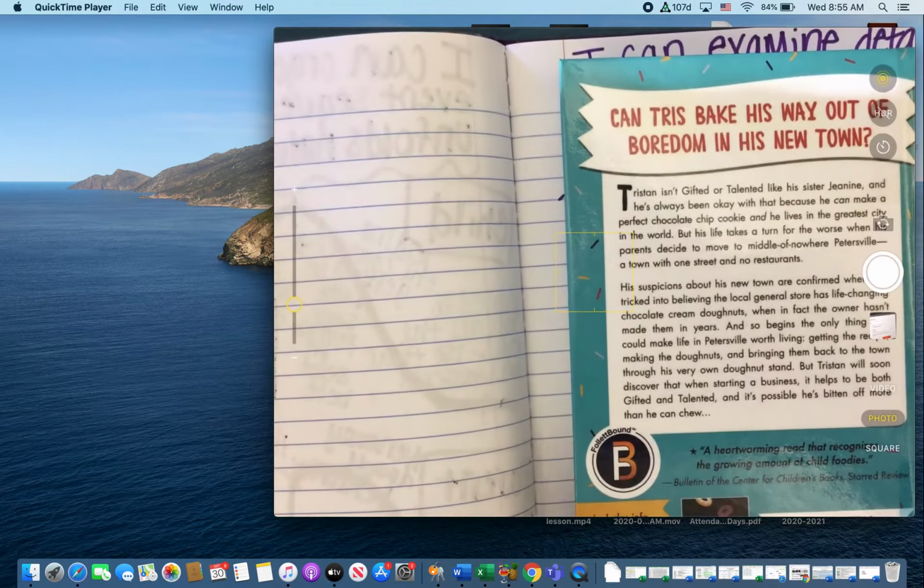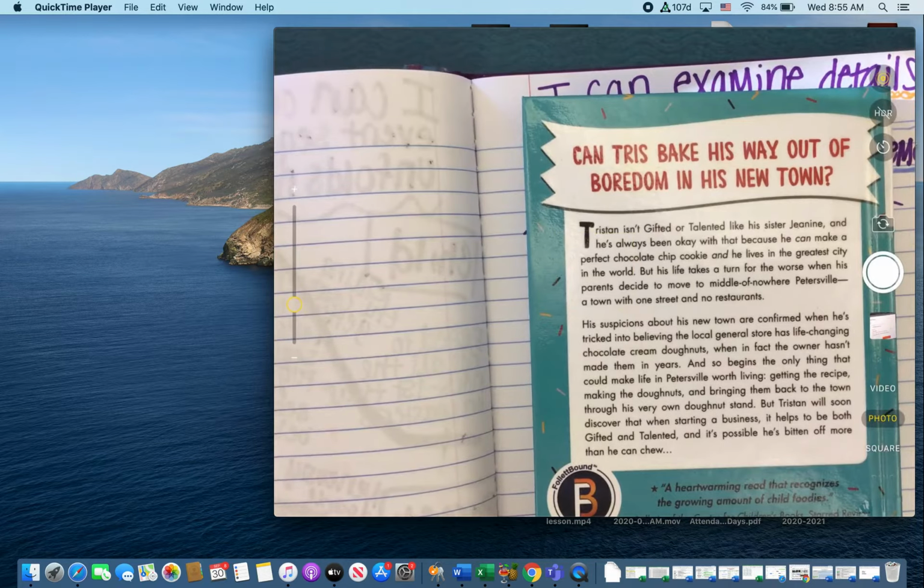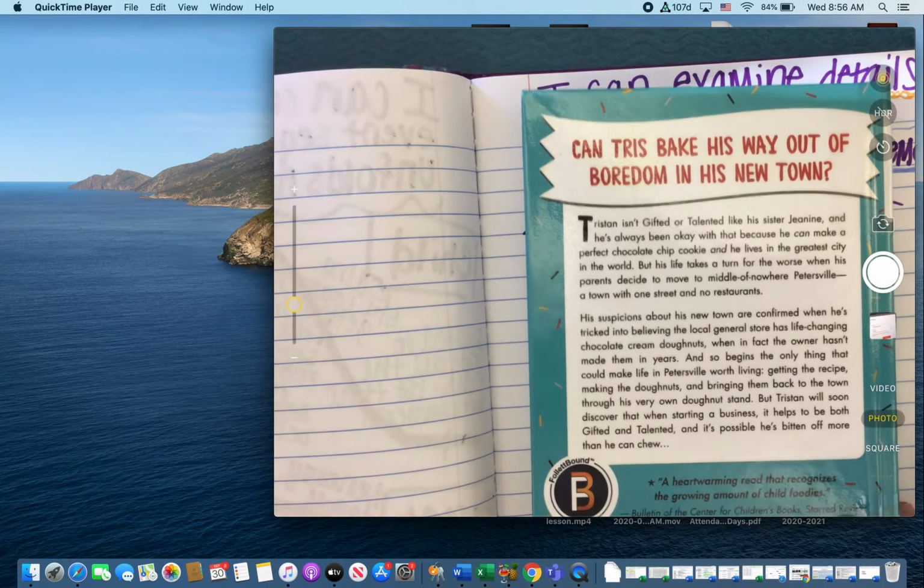On the back cover it says, "Can Tris bake his way out of boredom in his new town?" This is a really good lead. It hooks us in. Tristan isn't gifted or talented like his sister Janine, and he's always been okay with that because he can make perfect chocolate chip cookies, and he lives in the greatest city in the world. But his life takes a turn for the worse when his parents decide to move to middle-of-nowhere Petersville, a town with one street and no restaurants.